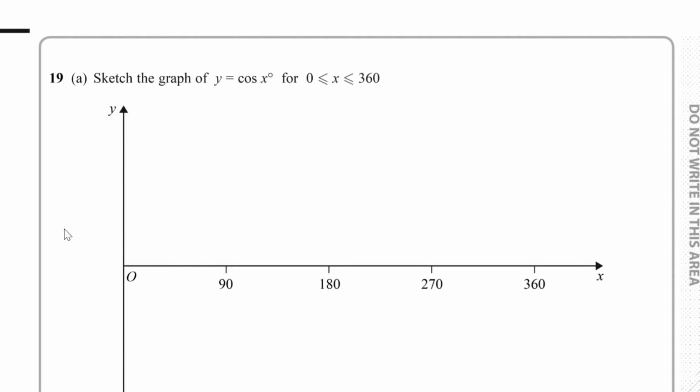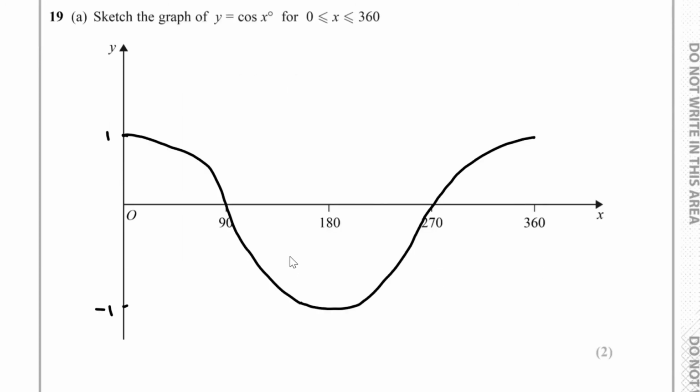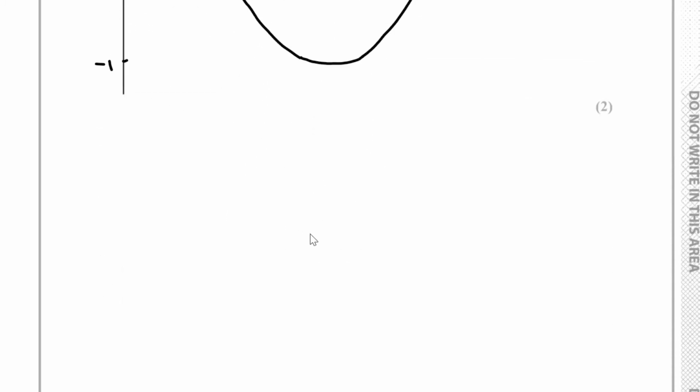For question 19 part A, we have to sketch the graph of y equals cos x between 0 and 360. Well, first of all, we need to recognize that we've got a maximum at 1 and a minimum at minus 1. So here we've got 1 and minus 1. So now let's take a look at sketching the graph. Here we've got a sketch of the graph y equals cos x.